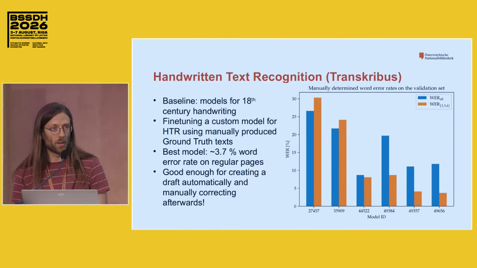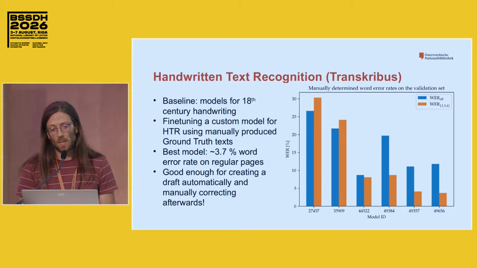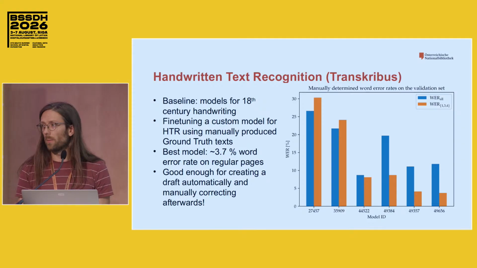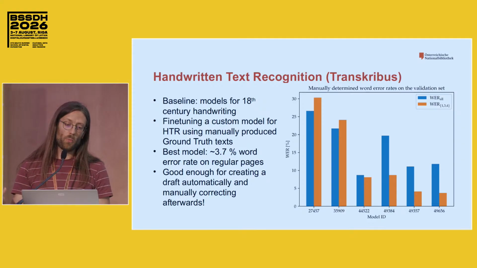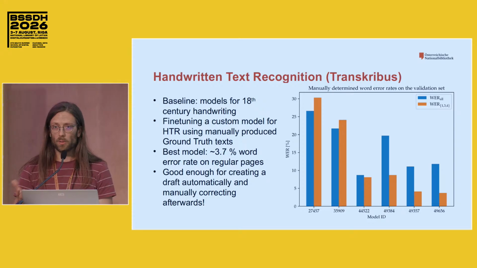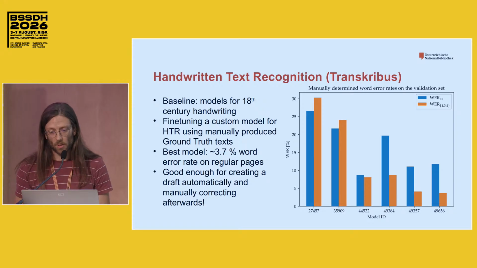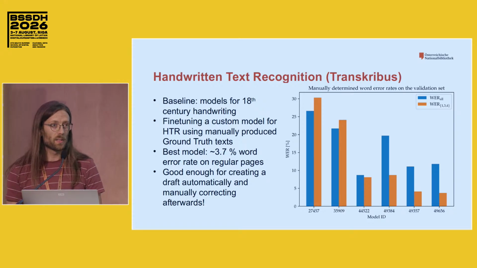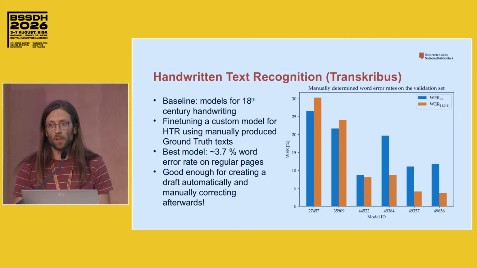You can see them in the diagram on the left side. So they have some word error rates which are not acceptable. So then we realized, okay, we need to train models, and to do that, you need to type down the content of the page manually, and you have to do that for like 30, 40 pages, and then you train a model, and the resulting model that we got was pretty good, in the sense that on regular pages, you only have around 3.7% error rate, which is really good.